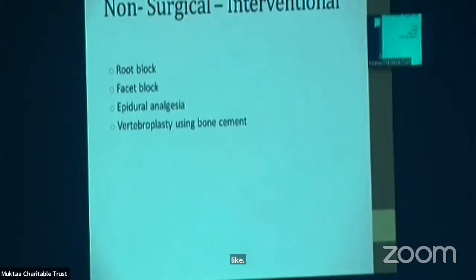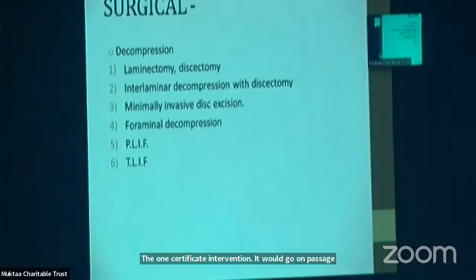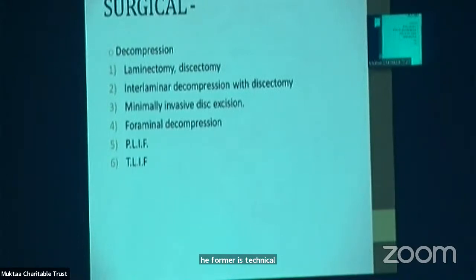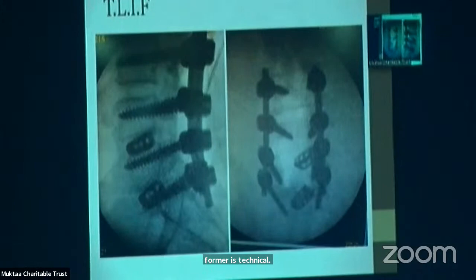So non-surgical interventions include nerve root block, facet block, epidural anesthesia, and vertebroplasty for bone cementing. Surgical, the commonest surgical procedure is disc excision, because prolapsed intervertebral disc is the most common cause of backache with radicular pain. And this is just to complete the talk.